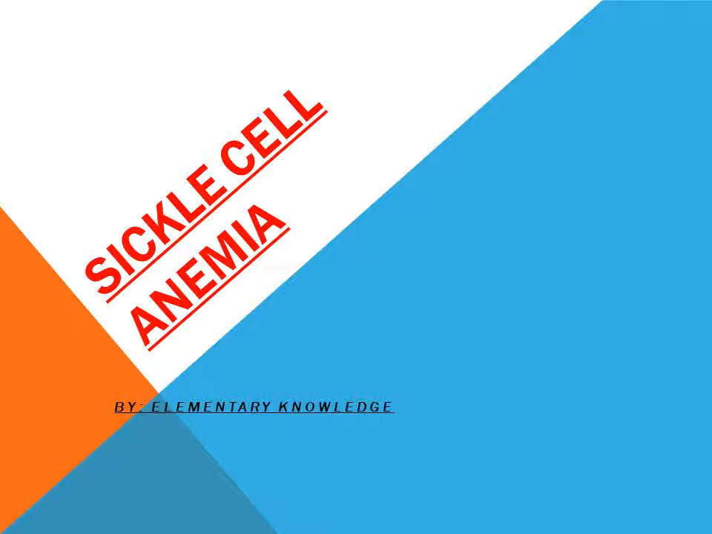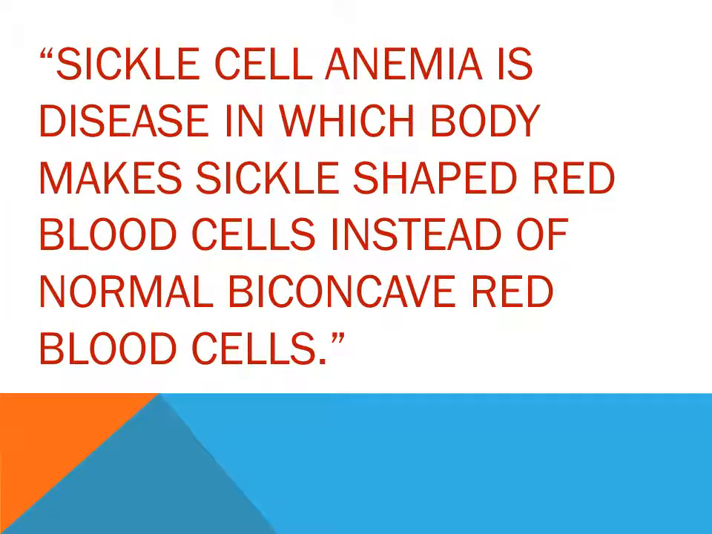Today, we're going to talk about sickle cell anemia. Well, what is anemia? Anemia is the low capacity of blood to carry oxygen and nutrients around the body. Sickle cell anemia is a disease in which the body makes sickle-shaped red blood cells instead of normal biconcave red blood cells.